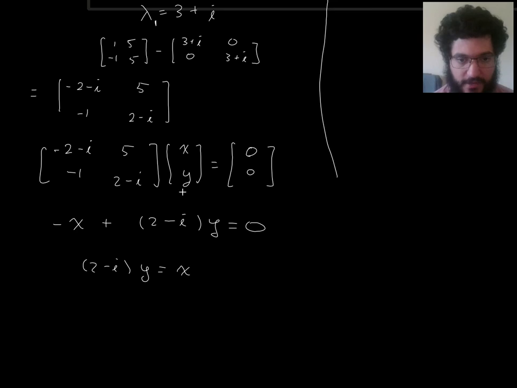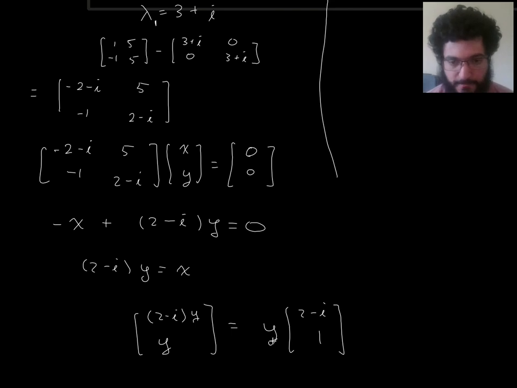So any vector xy where the x is 2 minus i times the y is going to be an eigenvector with eigenvalue lambda 1, 3 plus i up here. So any vector where you can put anything you want for the y-coordinate, and then as long as what you put for the x-coordinate is 2 minus i times what you put for the y-coordinate, that will be an eigenvector. So we can write it like this: any scalar multiple of (2 minus i, 1).